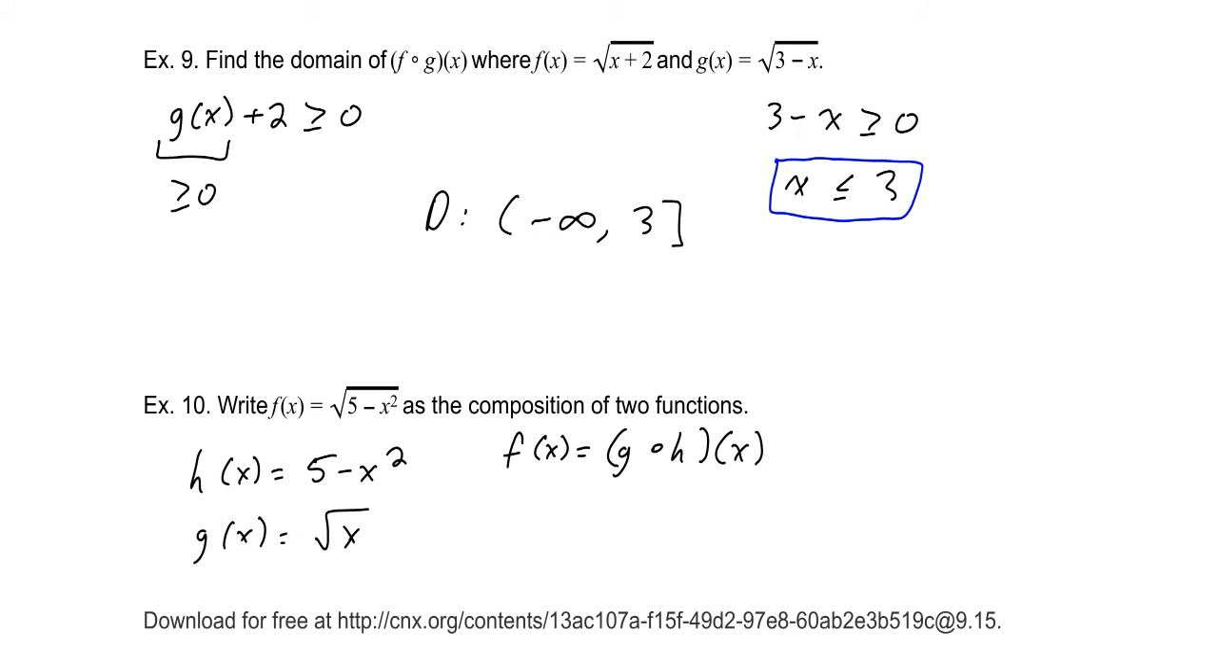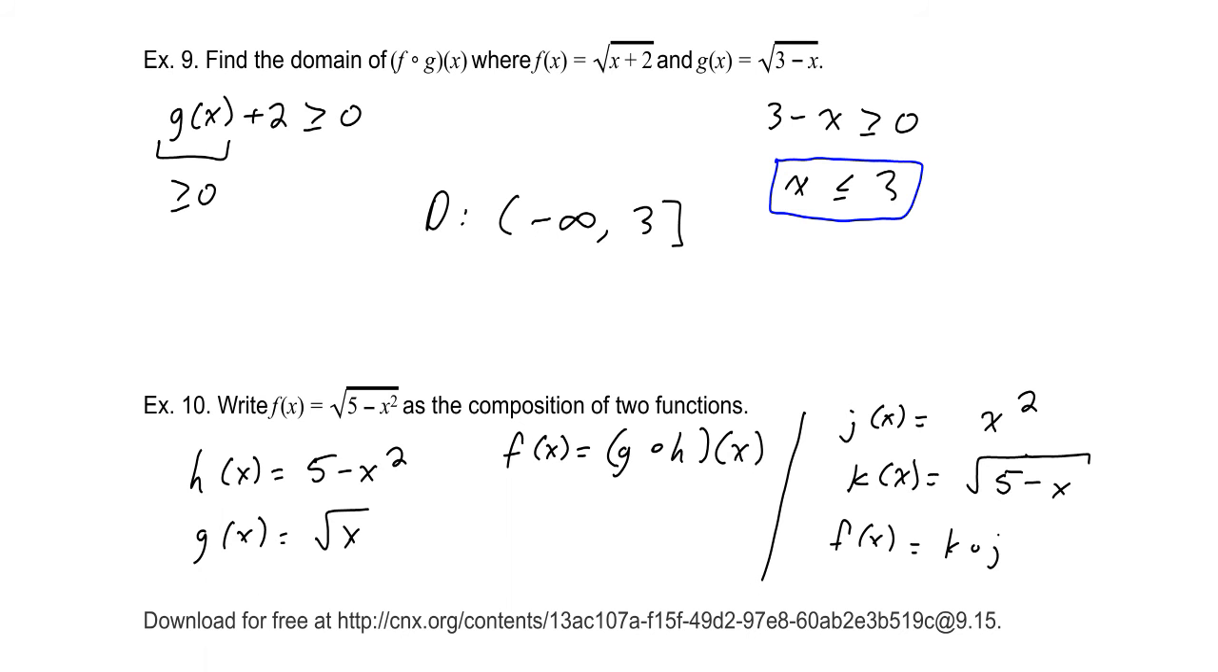We take our h of x function and plug that into g of x, and that would be our original function f of x. Another way to view that would be, let's take j of x, make two different variables, x squared, and then k of x is 5 minus x, in which case f of x, and these are two ways to write the same thing, would be k of x composed with j of x, and that would have the same effect. Alright, that is the end of this section.